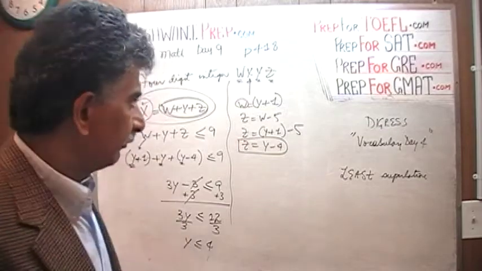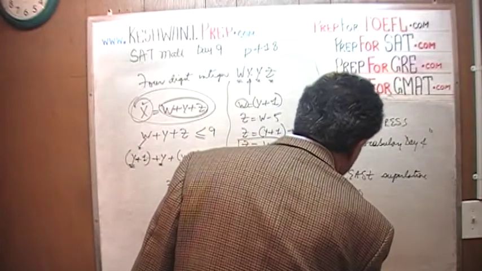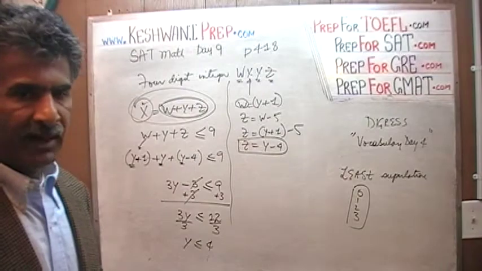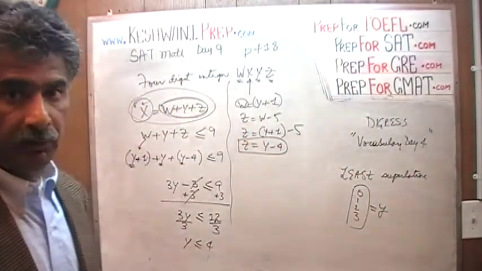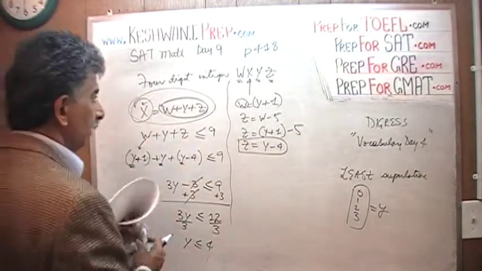If y is less than or equal to 4, I shouldn't erase it, now I need it again. 0, 1, 2, 3. These are the only possibilities that y can be. All we're going to do is take one of these values, put it in there and see if it works or not. Let's do it.